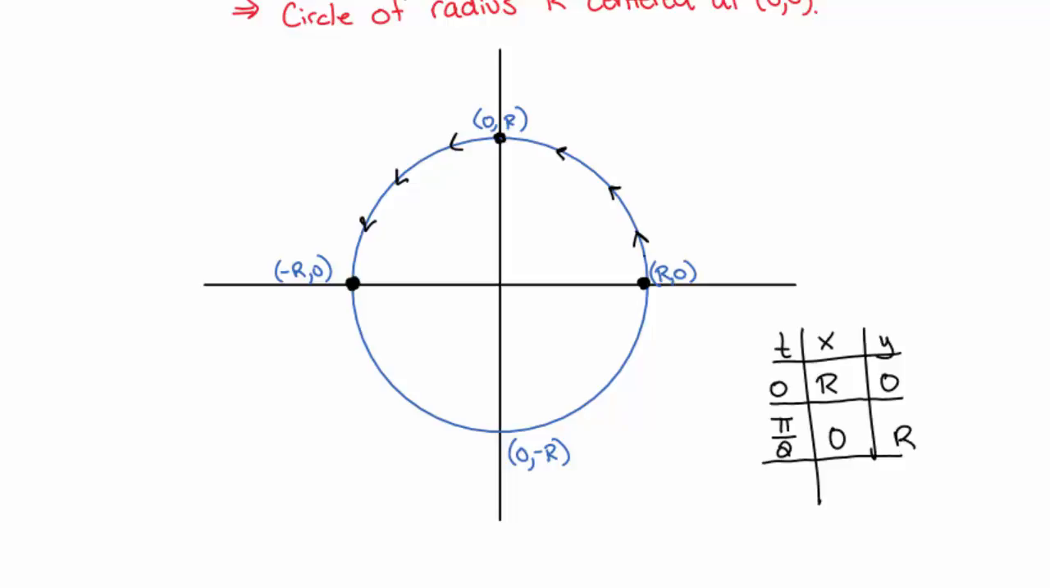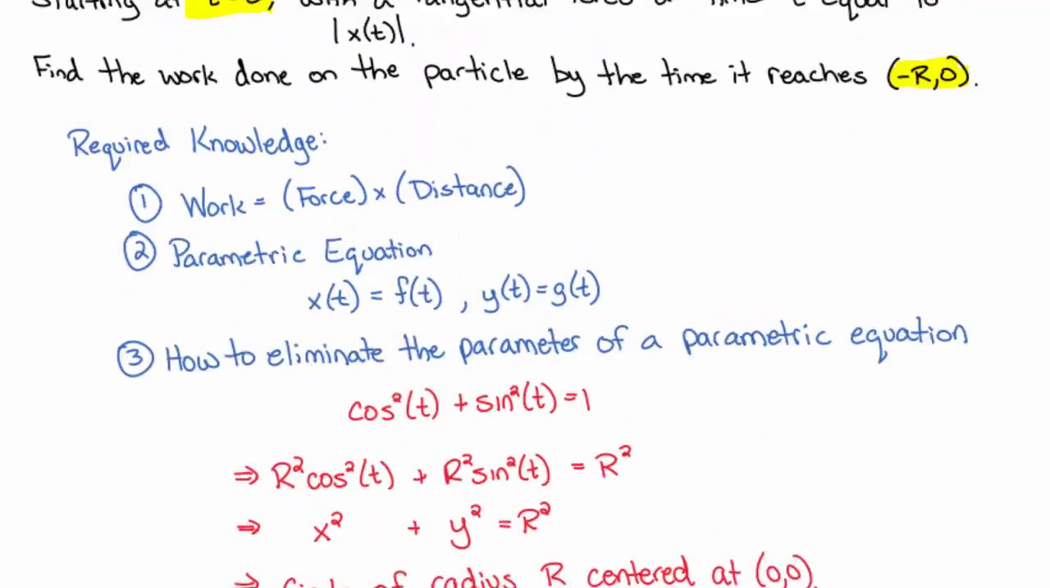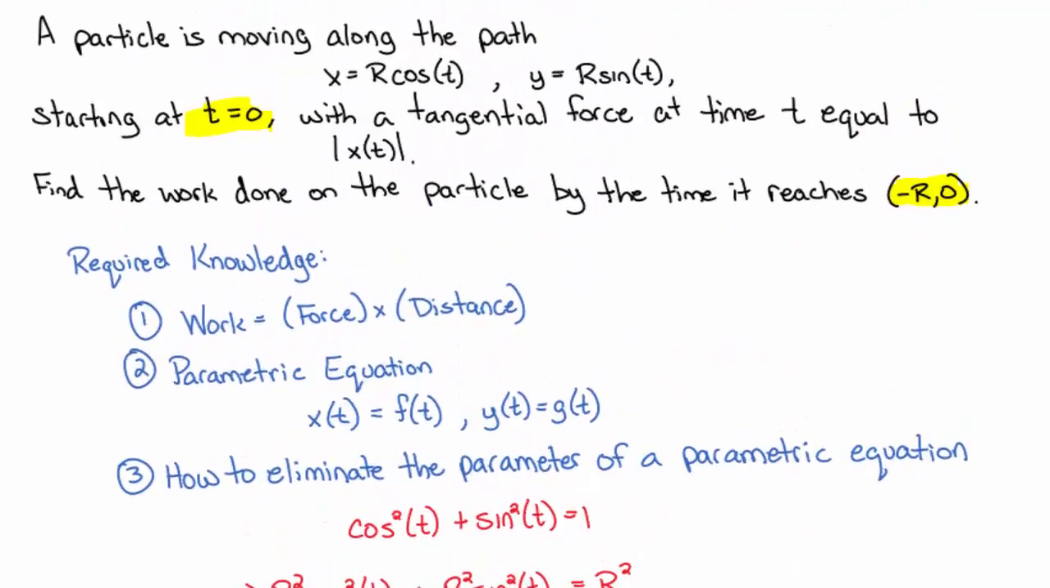This question's sort of flawed, because I should say in my language for the question that a particle is moving along this path starting at time equals 0. Find the work done on the particle by the time it reaches negative r comma 0 for the first time, because it will actually continually circle around that circle. But in reality, we just want to know when it gets there the first time.